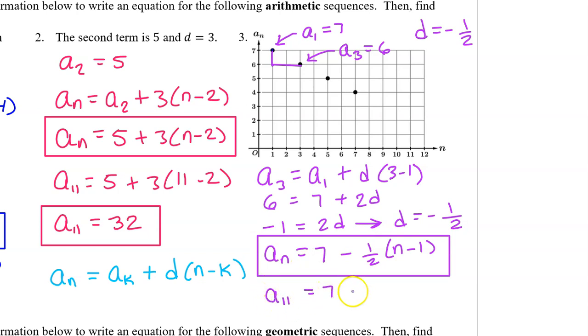which will be 7 minus 1/2 times 11 minus 1. 11 minus 1 is 10. Half of 10 is 5. 7 minus 5 is 2. So if I can just squeeze this in here, A11 is going to equal 2. So that's it for number 3.